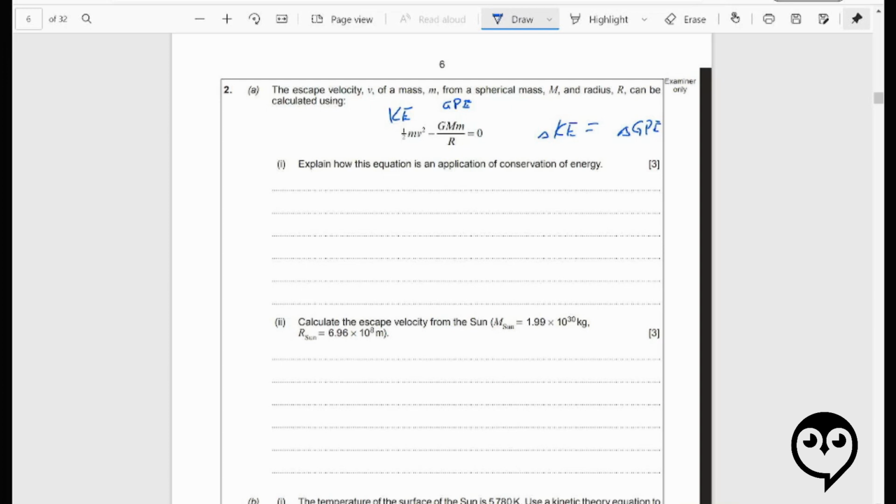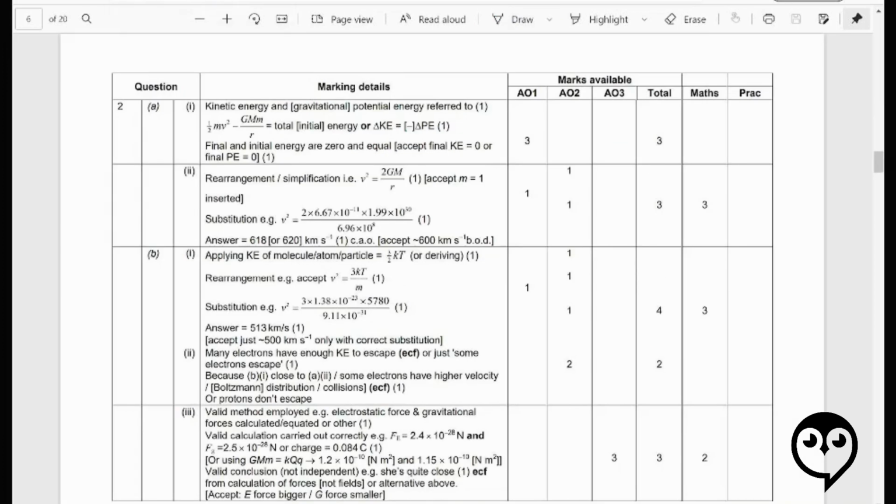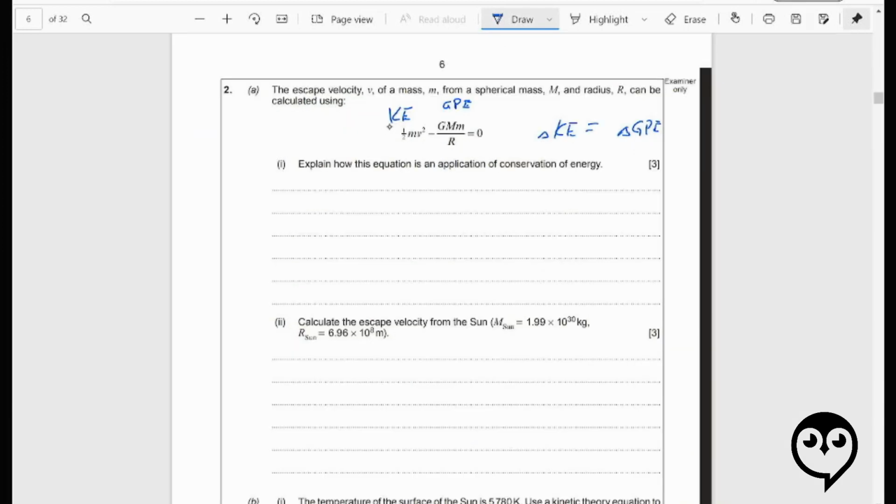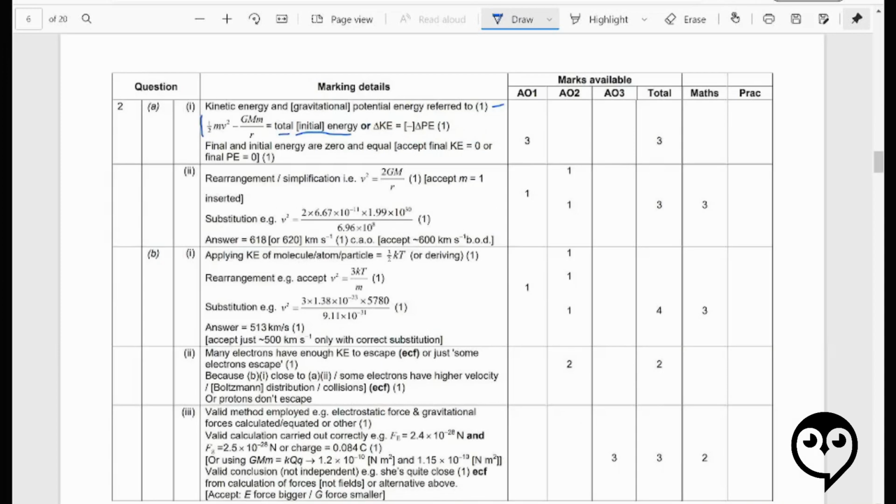We'll see what they're looking for here. Kinetic energy and gravitational potential, so you refer to them, you get a mark. They are the total initial energy. Okay, so they're doing what I was kind of saying, but the other way we could talk about it would be, the left side is the initial, and then the final is the 0. That's kind of where they're going for here, aren't they? Final and initial are 0, and they must be equal. We have a conservation. We've not changed the total.